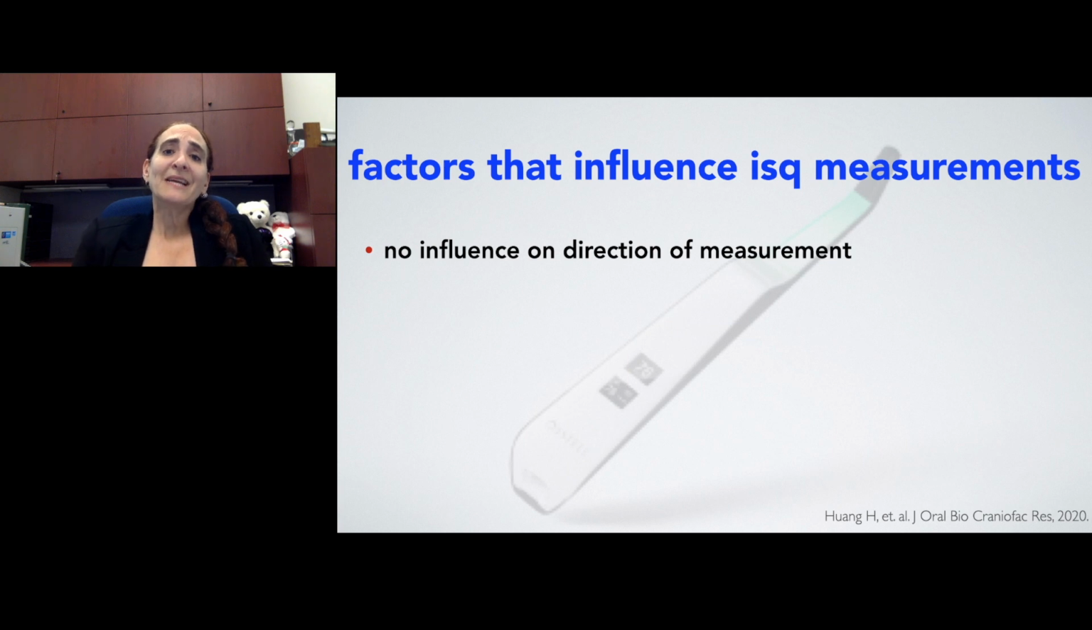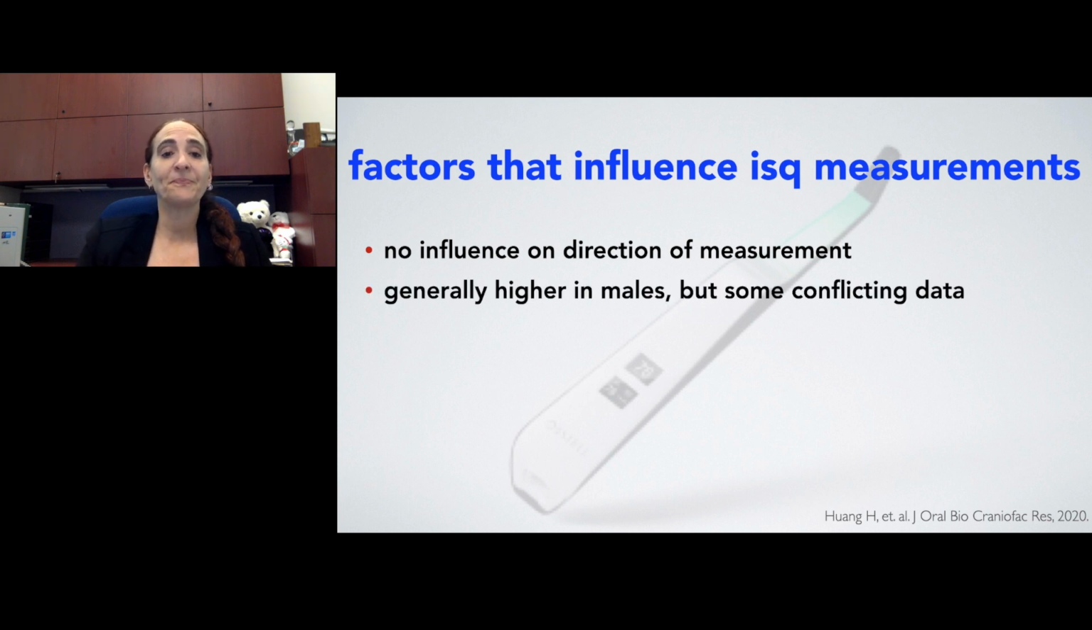What are some factors that influence ISQ measurements? Well, one thing that was evaluated was that there's no influence on the direction of measurement. In general, we want to get two measurements, and either you're going buccolingual or mesiodistal to really get those two, and people either will write down both, indicate both of the measurements, or take an average, but certainly getting it at two different angles or directions.